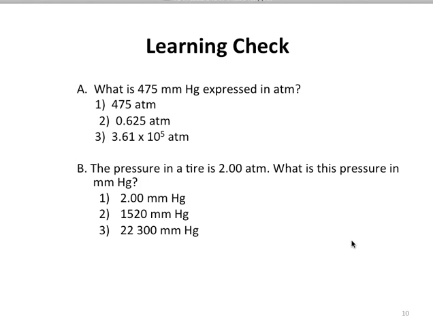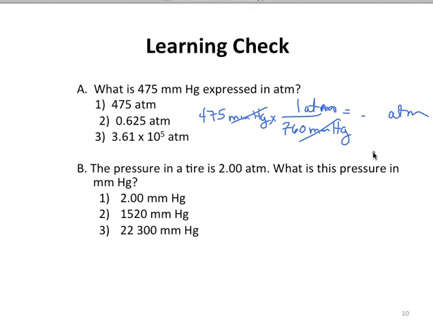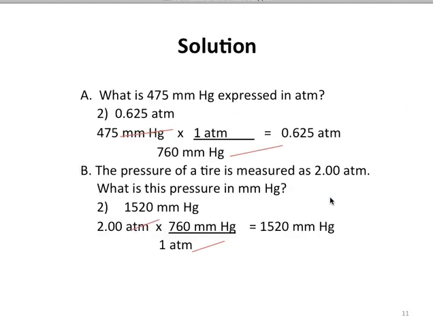All right, so how would we express 475 millimeters mercury in atmospheres? Real quick, if you look at the factor label, 475 millimeters mercury times 1 atmosphere per 760 millimeters mercury. Millimeters mercury cancel out. I'm left with atmospheres. I will let you do the math. Pause the screencast and do the math for the next one, and we'll look at the answers. So you should have gotten 0.625 for the first one and 1,520 millimeters mercury for the second.